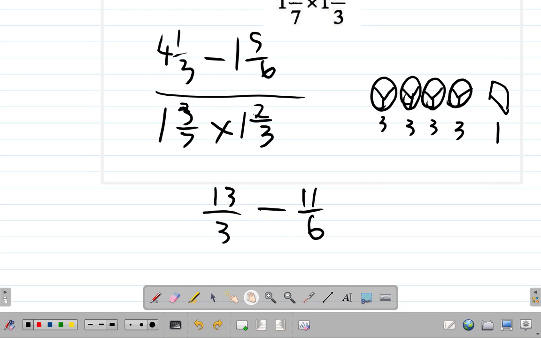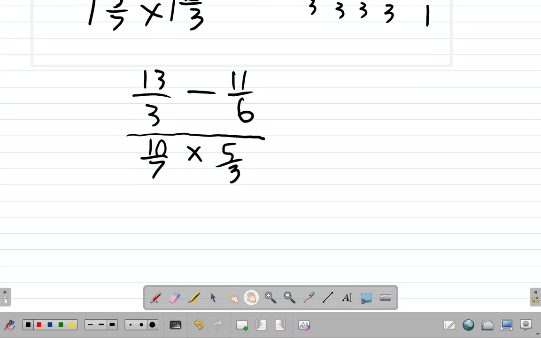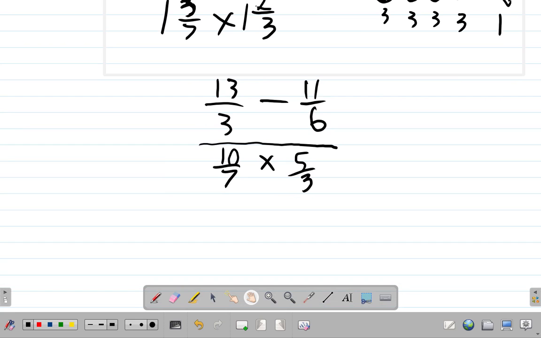So here, this one under here now, 1 3/7: 7 ones are 7 and 3 is 10. So it's 10/7 multiplied by 1 2/3: 3 ones are 3 and 2 is 5. So you have 5/3 here. What we're going to do is look at one of these fractions at a time. You see the 13/3 minus 11/6? Let us do the calculation and see what that amounts to.